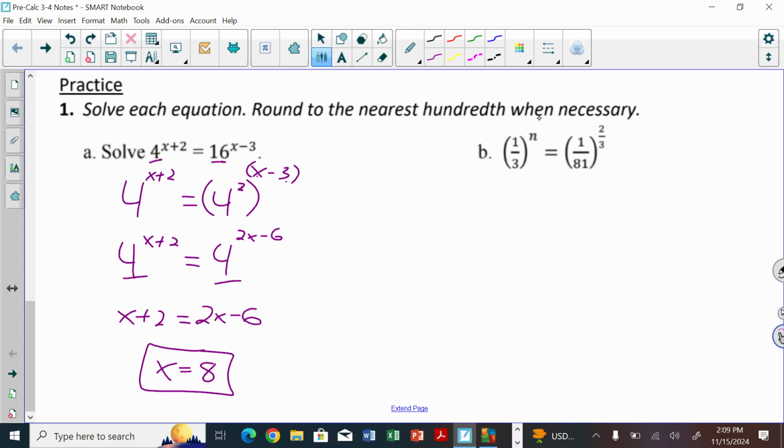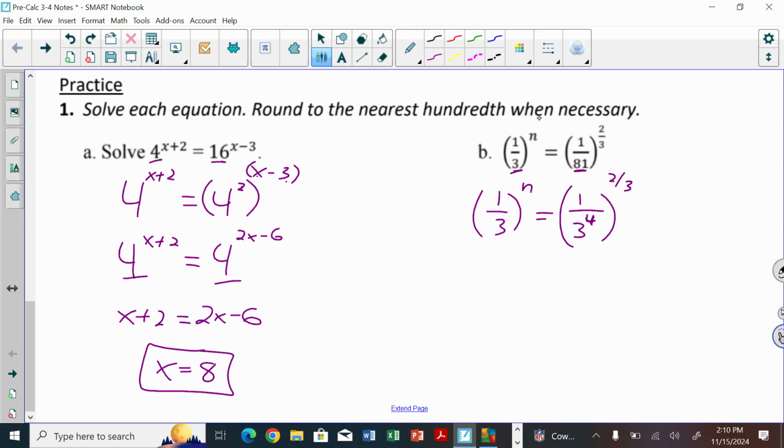All right, let's look over here. Same general idea. Can I write them in terms where they're the same base? Well, I have 1/3 to the n power, and that can stay like that because I noticed that 81 and 3 might have some action in common. The 81 could be a power of 3. So I could keep the left side the same. The right side I'm going to rewrite as 1 over 3 to the 4th power, because that's what 81 is, then to the 2/3 power here.